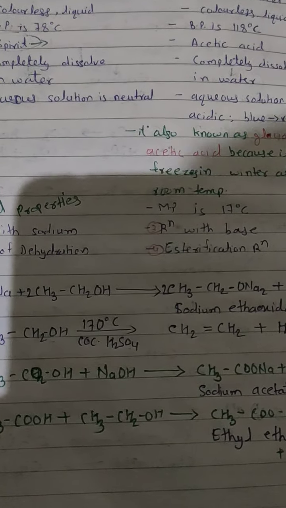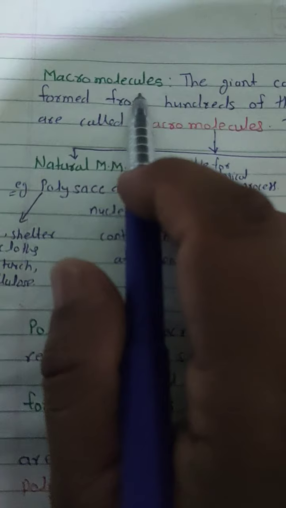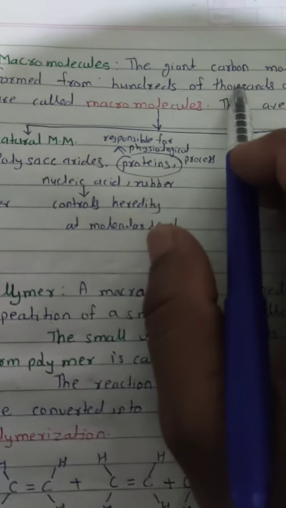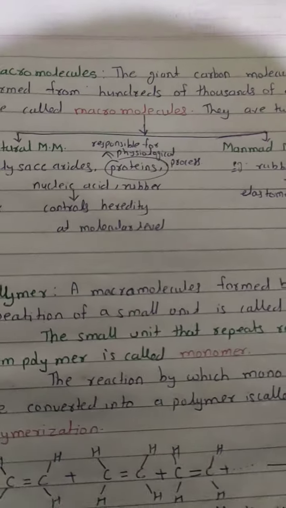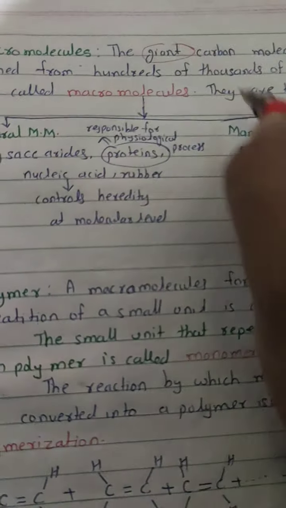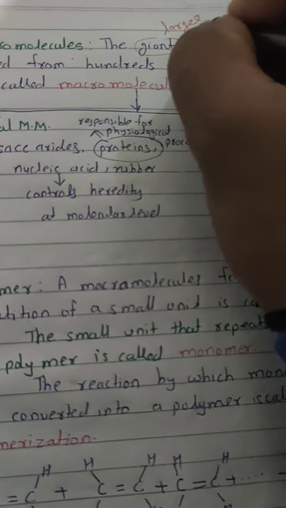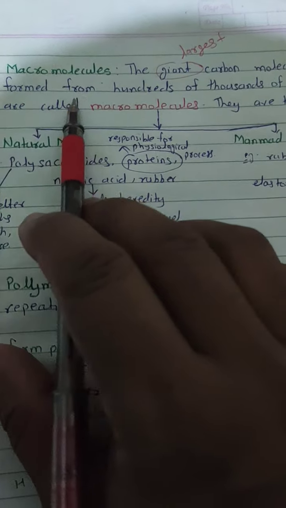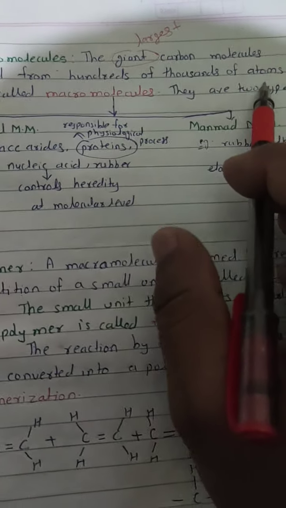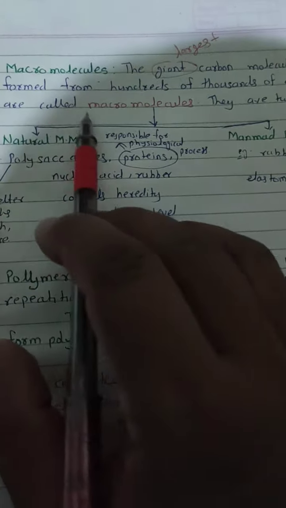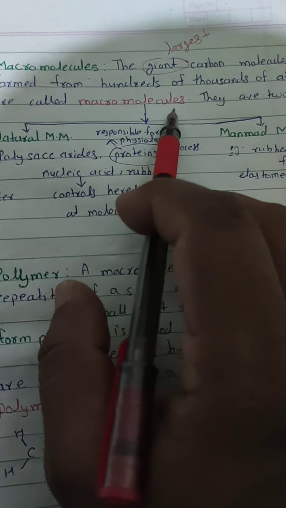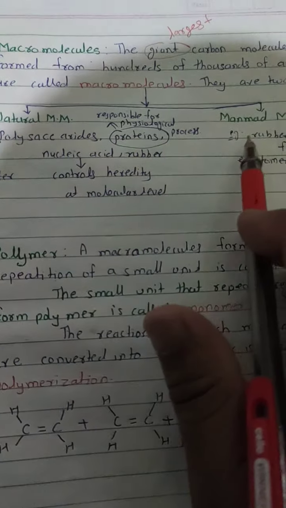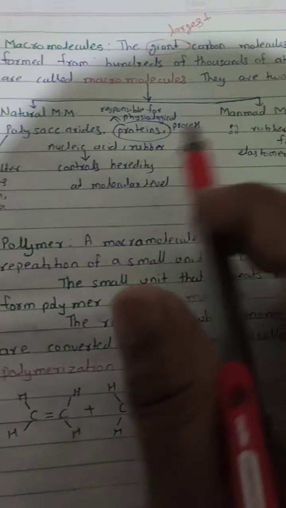Now the last subtopic of our lesson is macromolecules and polymers. Let's start that one. See, macromolecules. First, what is a macromolecule? So your answer will be giant carbon molecules. Giant means large, the largest. Carbon molecules formed from hundreds of thousands of atoms are called macromolecules. These macromolecules are of two types: natural macromolecules and man-made macromolecules.